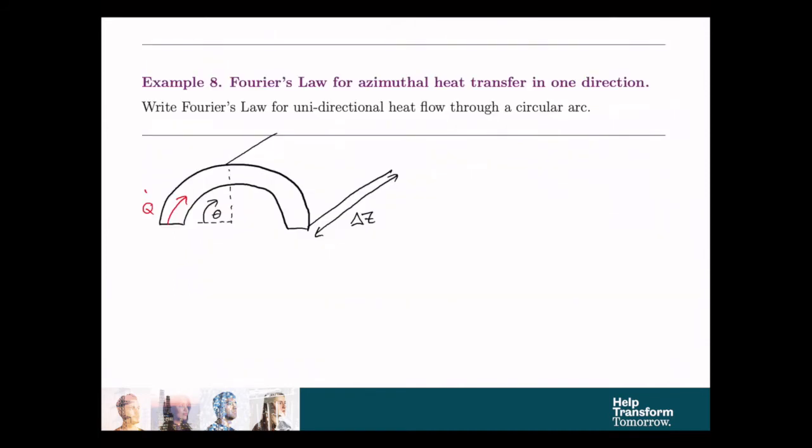Example 8 demonstrates Fourier's law for azimuthal heat transfer in one direction. And so what we mean by this is that we'll assume K is constant and that the flux in the R direction and in the Z direction are both 0. So the only direction heat is transferring in is around the curve of an arc. And so that differential shell we're seeing there represents the direction of heat transfer.